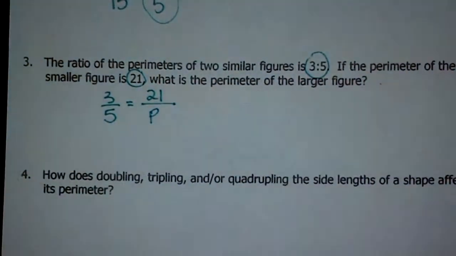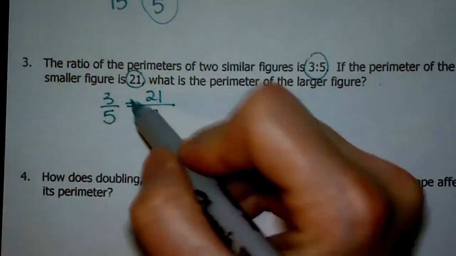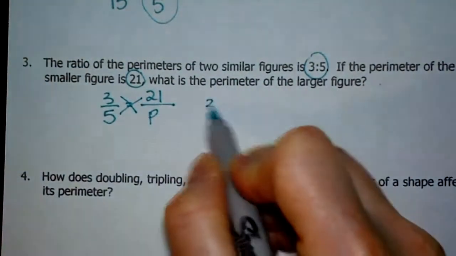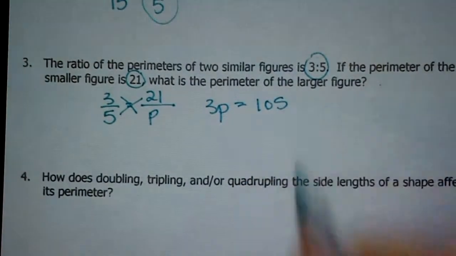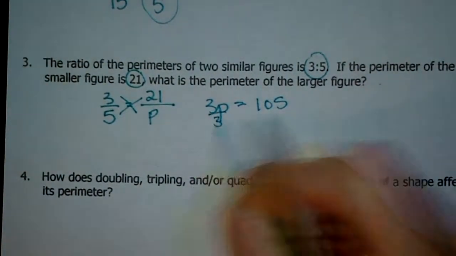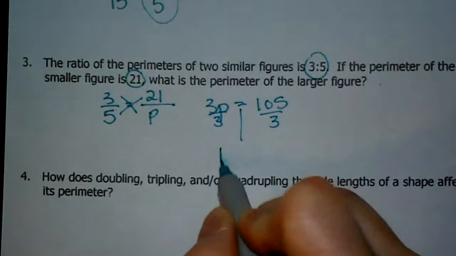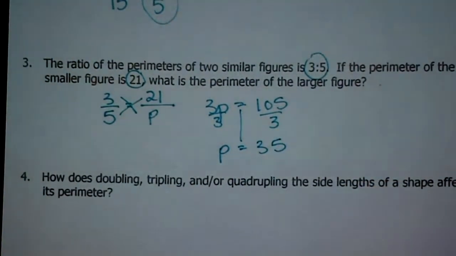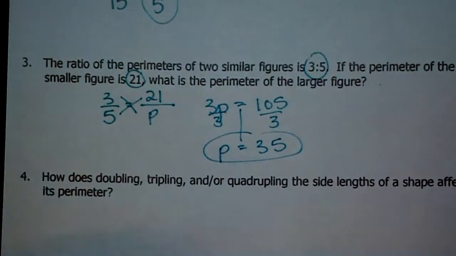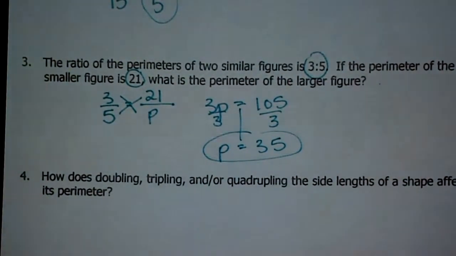You know how to solve that, right? You know how to solve it like a champ. Go for it. 3 times P is 3P. 5 times 21, that's 105. Divide by the coefficient of P. Oh, I didn't draw my line. And 105 divided by 3 is 35. That's your perimeter. That's it.